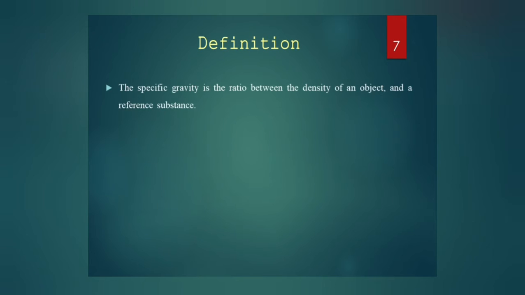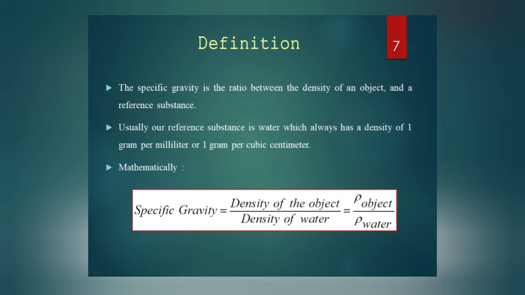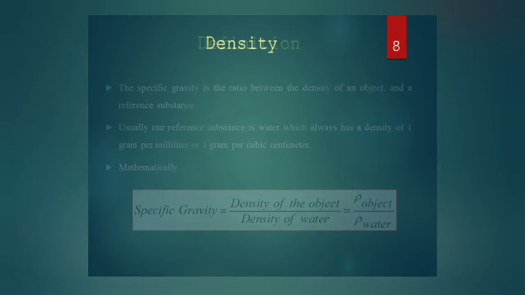Definition. The specific gravity is the ratio between the density of an object and a reference substance. Usually our reference substance is water, which always has a density of 1 gram per milliliter or 1 gram per cubic centimeter. Mathematically, specific gravity can be written as density of the object to the density of water. As we all know that density is denoted by rho, we have rho of object to rho of water.